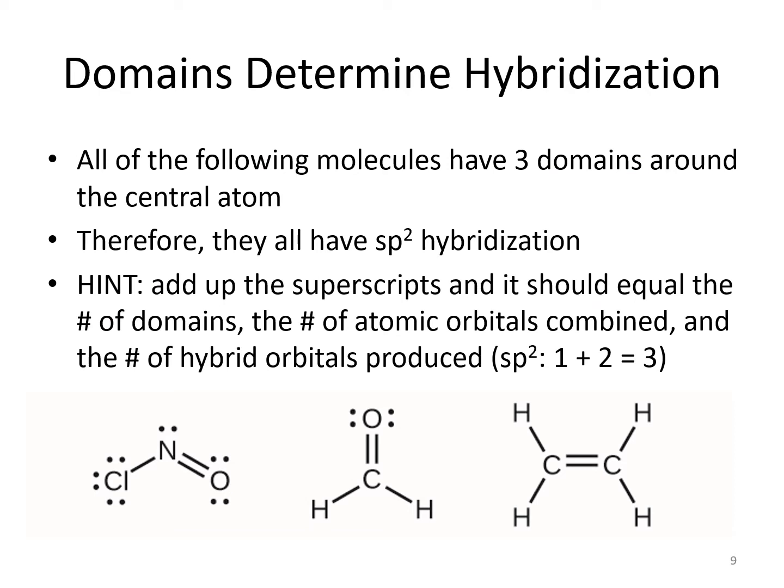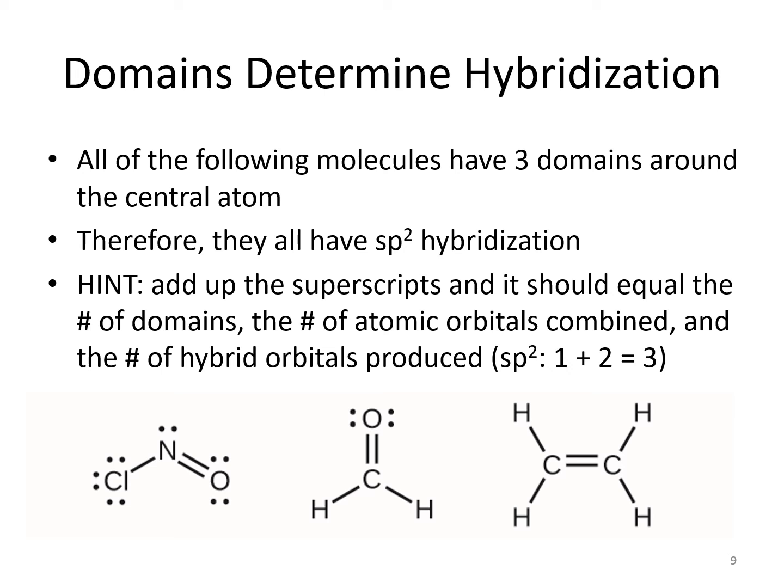Because we always combine orbitals in the same order, if we know the electron domain geometry, we also know the hybridization. For example, 3 domains is always going to be sp2 hybridization. All 3 of the molecules on this slide have 3 domains around the central atom, and therefore all have sp2 hybridization. The first molecule has a single bond, a lone pair, and a double bond, so that is 3 domains. The middle molecule has 2 single bonds and 1 double bond, so that is 3 domains.